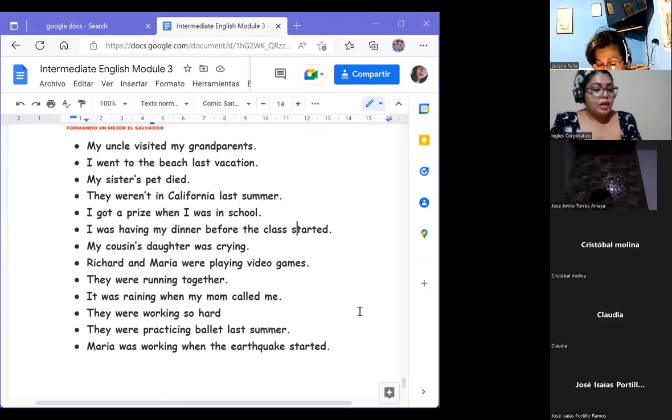So, en esas imágenes ya tenemos palabras o adverbs que podemos utilizar y también ejemplos de cómo ponerlos en práctica. Así que ahí están las imágenes para que ustedes lean los ejemplos.